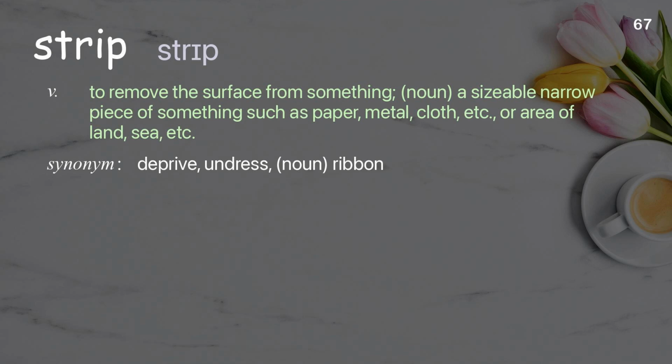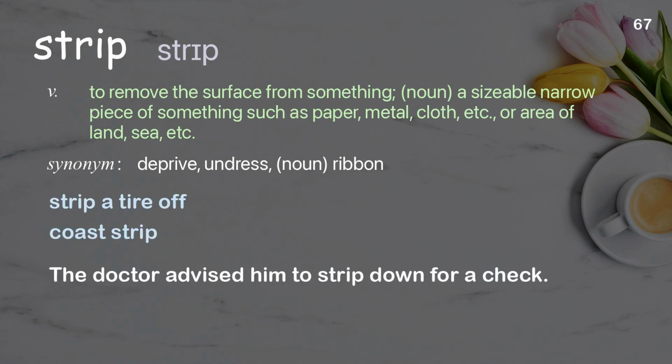Strip. To remove the surface from something. Noun: a sizable narrow piece of something such as paper, metal, cloth, etc., or area of land, sea, etc. Examples: strip a tire off. Coast strip. The doctor advised him to strip down for a check.